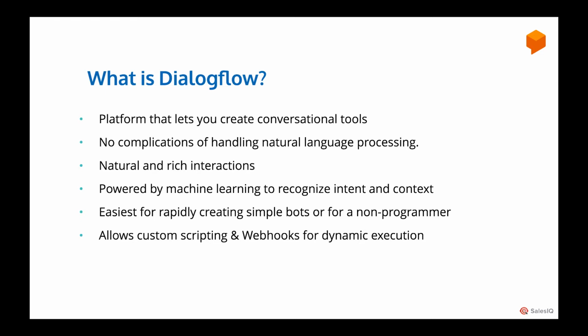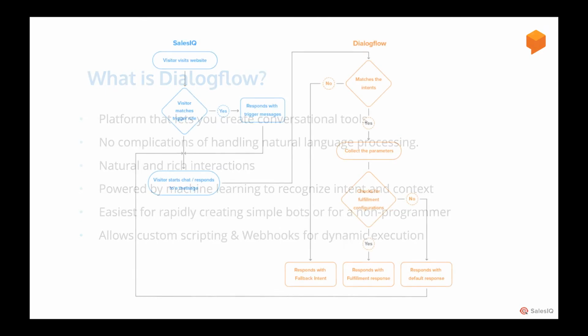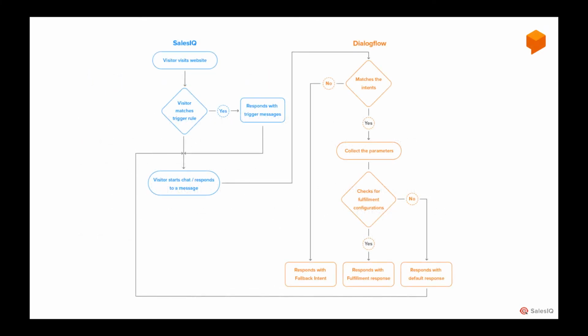So in this webinar, we'll be talking about what Dialogflow can do on the Sales IQ platform. So I'll tell you how this platform in the Zobot works. So when a visitor lands on the website and matches the trigger rule that is set, a configured welcome message will be displayed by the Zobot to your visitors. And then when the visitor responds with a message, the intents configured inside Dialogflow are checked if they match with the visitor's message. That is the content in the visitor's message.